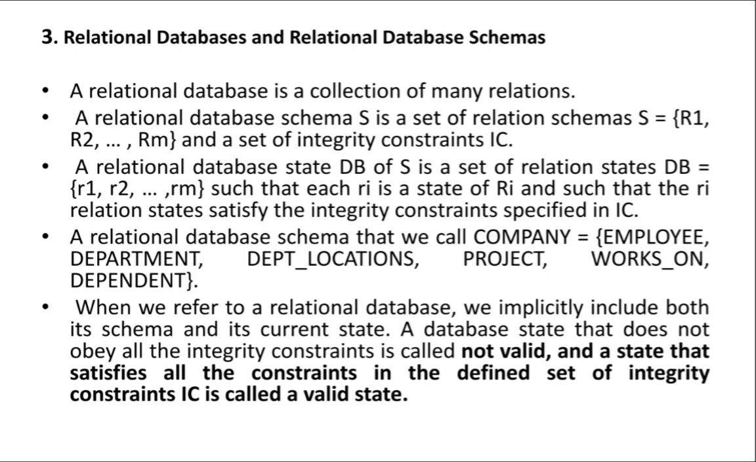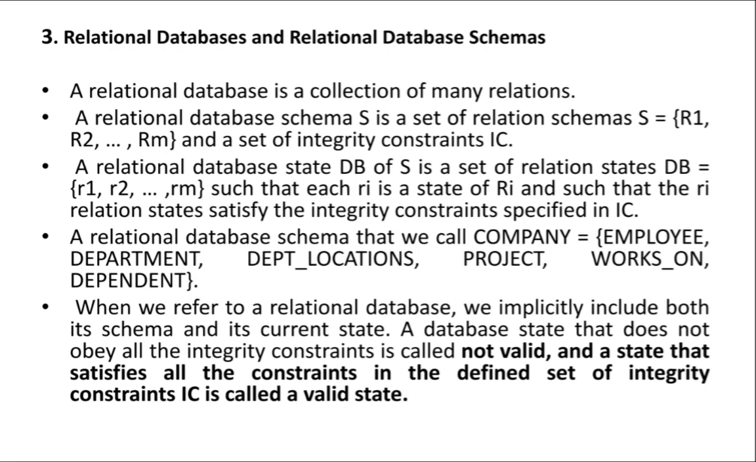When we refer to a relational database, we implicitly include both its schema and its current state. A database state that does not obey all the integrity constraints is not valid. Remember that. I don't want to confuse you guys. Let me give a very simple example. For example, I will put a constraint like this: employee name should contain 5 characters. That is an integrity constraint. If you try to give 6 characters, then your database should not accept that, because what is the integrity constraint I told there? Your name should be 5 characters long.